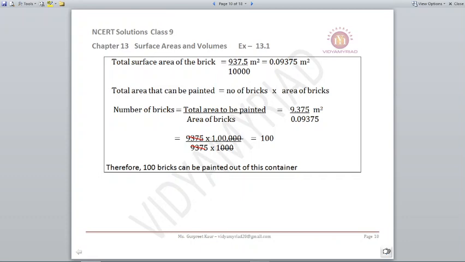out of this container. Children, it is not necessary that you want to convert centimeters into meters. You can convert meters also into centimeters. In both the cases, your answer will come 100 bricks.